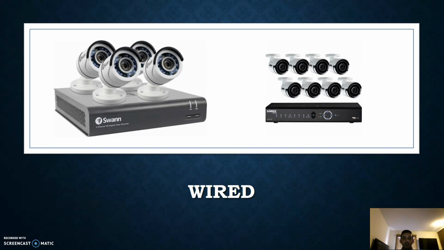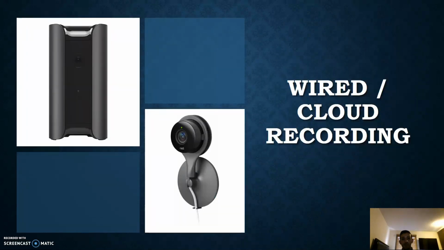So wired would be like your Swan, which need a physical wire from the DVR box, which is on the bottom, to the actual cameras that's used for video and power. They are IP controlled or IP accessible, so they have internet ports on the back of the boxes, which you can view from your phone.